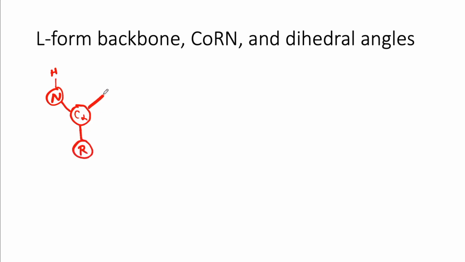Then follows the carboxyl carbon with its carboxyl oxygen. And then we go on to the next residue, which starts again with the amide nitrogen. It has hydrogen, followed by its alpha carbon and its side chain, and finally its carboxyl carbon.